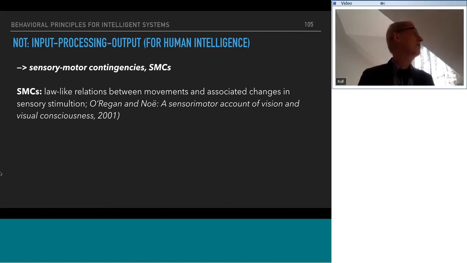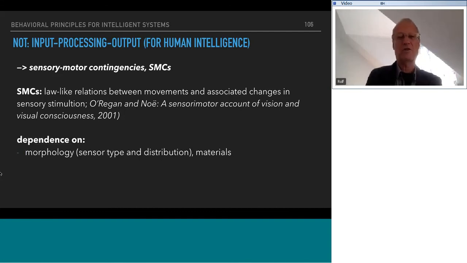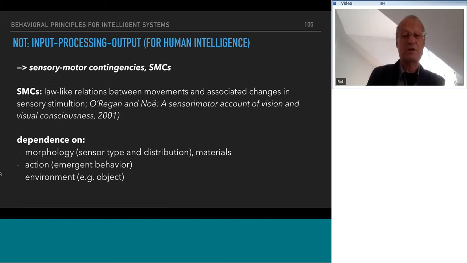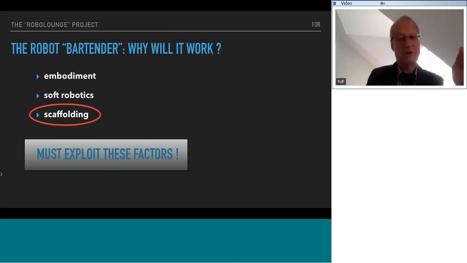So when I turn my head like that, I generate visual sensory stimulation. The visual information changes because I'm behaving in the real world. And I just want to give you that as an inspiration to think about, and that what you see, the sensory stimulation that you generate depends on the morphology, the action, and of course, on the environment. And then the last point, scaffolding, I will just mention.